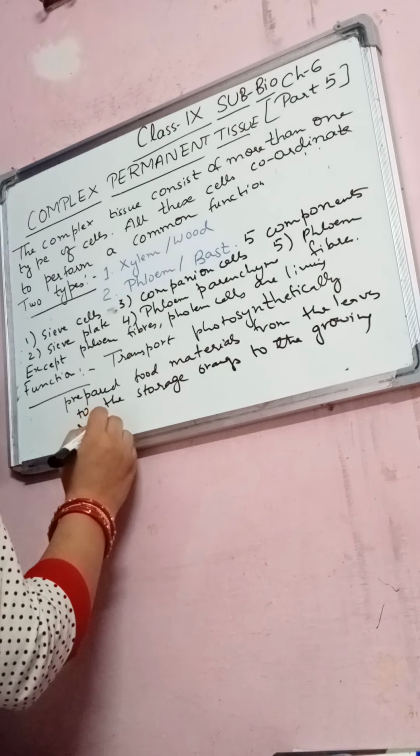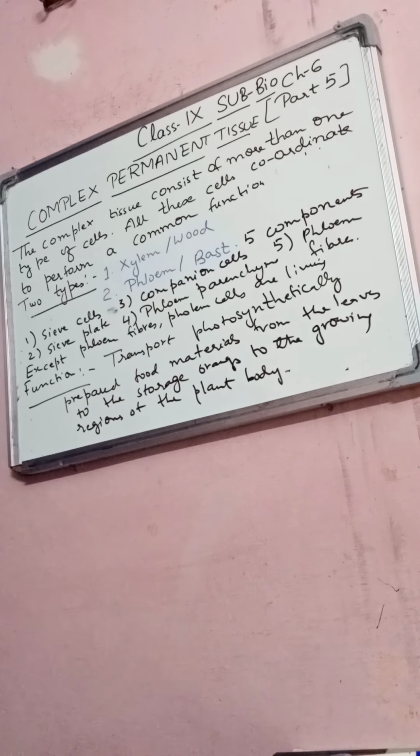Right, students, so this is about the components of phloem, and now the question is what is the difference between xylem and phloem. Number 1, common is that both are complex tissue. Xylem is mainly dead elements and phloem consists of living tissue. Xylem function is it conducts water and minerals from root to aerial parts of the plant, and the phloem function is it translocates prepared food from leaves to storage organs and growing parts of the body, right? So this is about the complex permanent tissue.